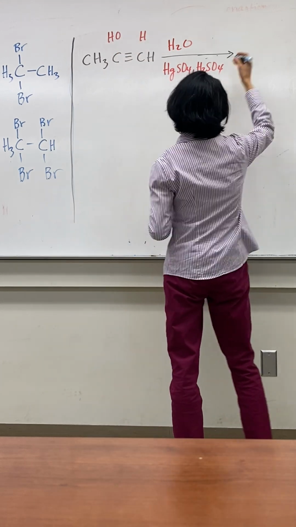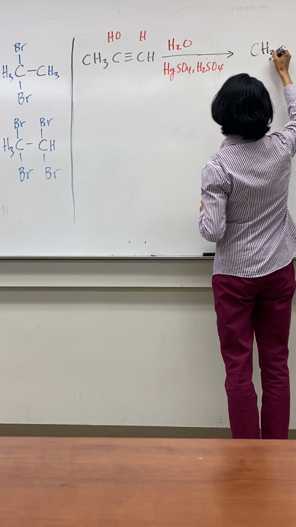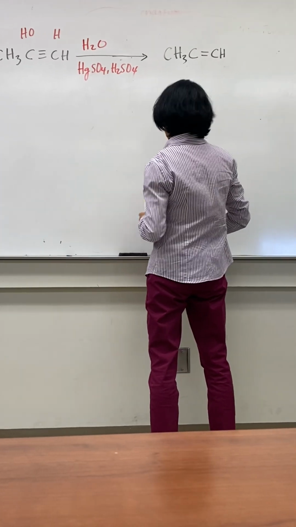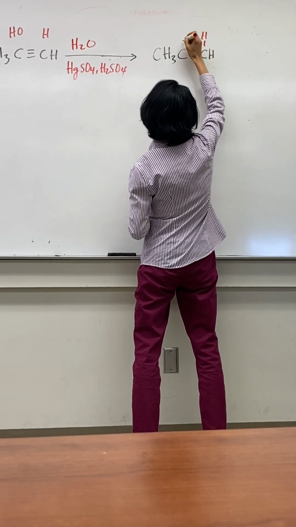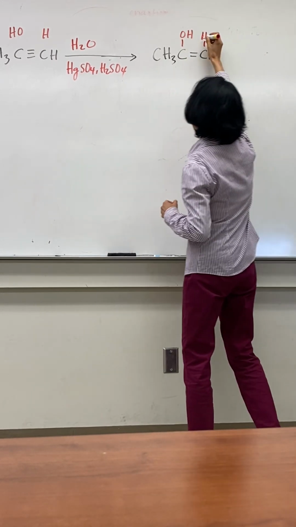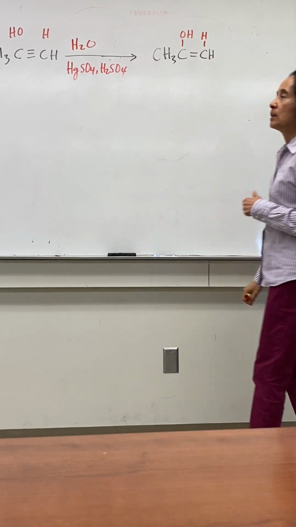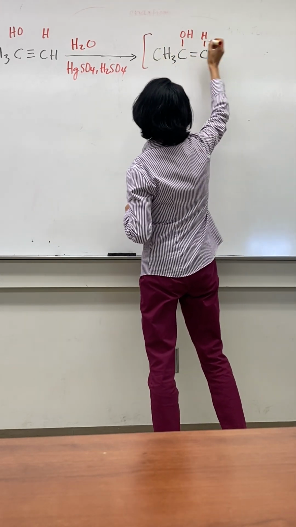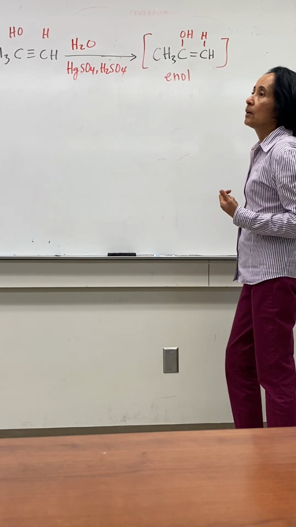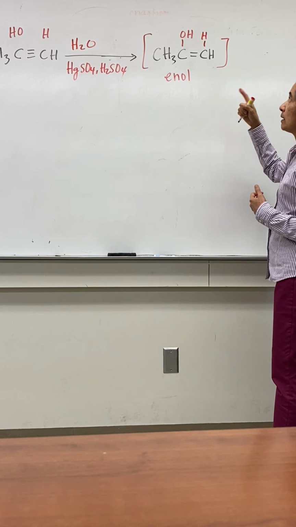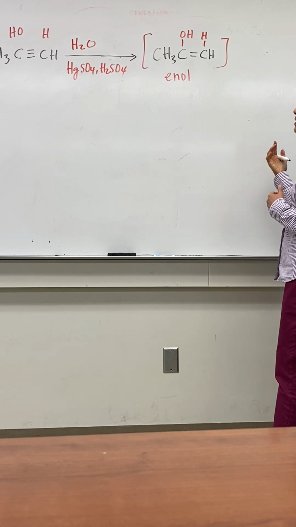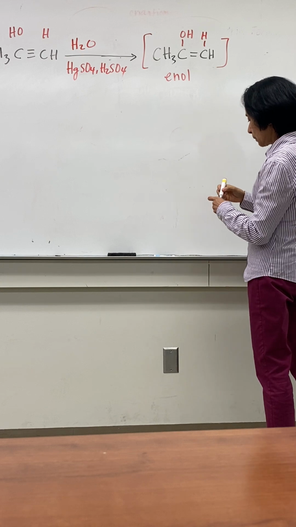So when you do that, there is an intermediate, CH3, C, double bond, CH, like this, right? So just make a bond. And then the triple bond becomes a double bond. This is not isolated, so you call it an enol, an alkene and an alcohol. So in one carbon, you have a double bond and an OH, so it's referred to as an enol. This is an intermediate structure, which is not really isolated, but it goes forward.